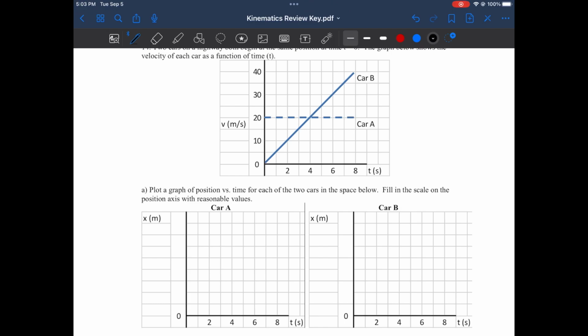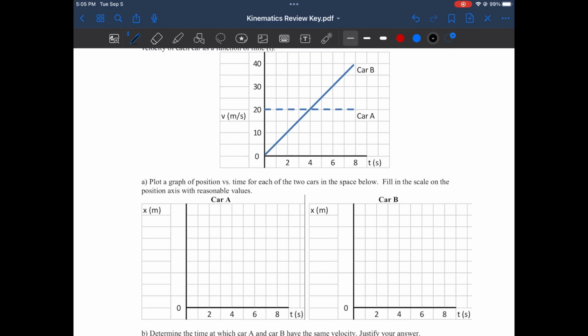So plot a graph of position versus time for each of the 2 carts in the space below. Fill in the scale for the position axis, the result values. Okay, so for cart A, it looks like the velocity is a constant 20. So that means my slope needs to be a constant 20, because the slope of my position line gives me my velocity. So I'm going to draw a line right through here. It has a cute little tool where it'll just snap it straight for me. And bam, look at that.